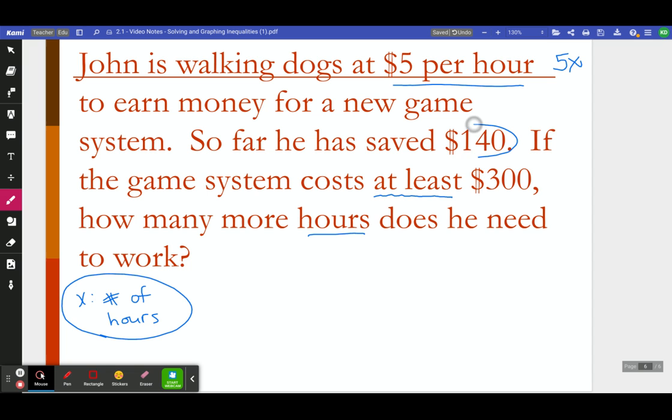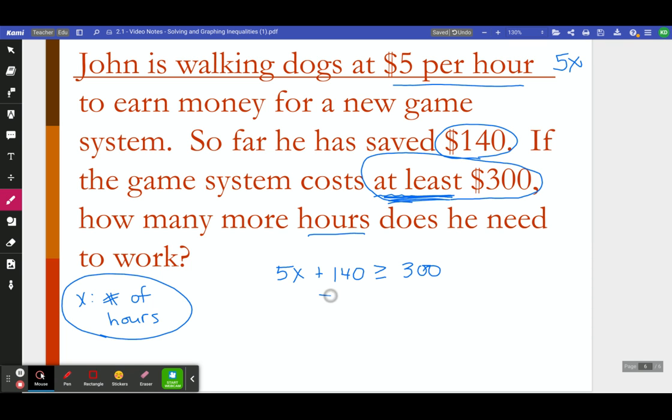He has $140 and he wants at least $300. Okay, so starting with that 5x, if we're making $5 per hour, we're going to add that to the money that we already have, and we want to make at least $300. So what does that mean? Can he make less than $300? No. Can he make more than $300? Yes. Can he make exactly $300? If I said at least, yes, he can make exactly $300. So that's how you can kind of think through the correct symbol that goes in your inequality.